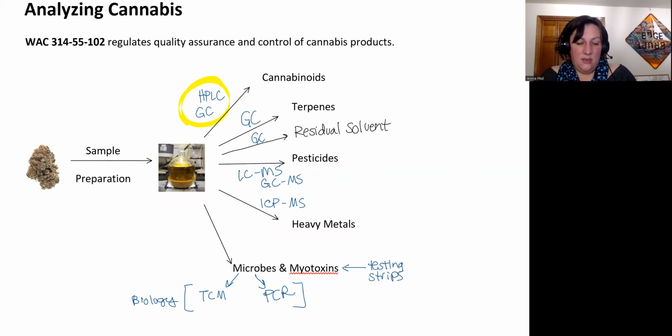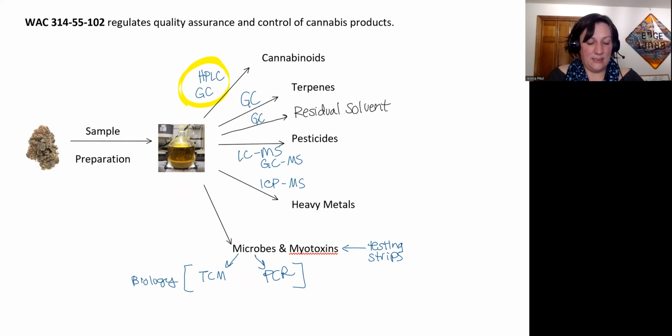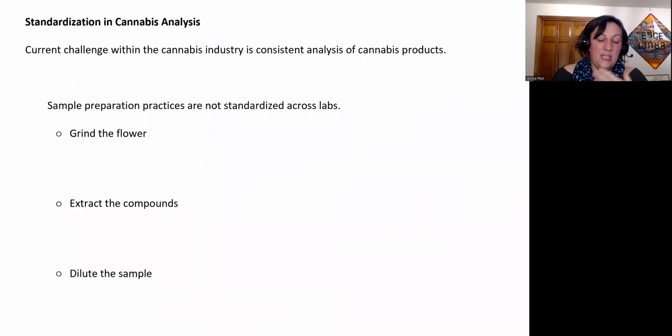So one of the major focuses when we think about testing is making sure it's consistent. So I'll take a moment to talk about standardization in cannabis analysis. This is a current and pressing challenge for the industry as a whole. In theory, any lab in the state would receive a product and get pretty close to the same results for cannabinoid content or the number of microbes in the sample.